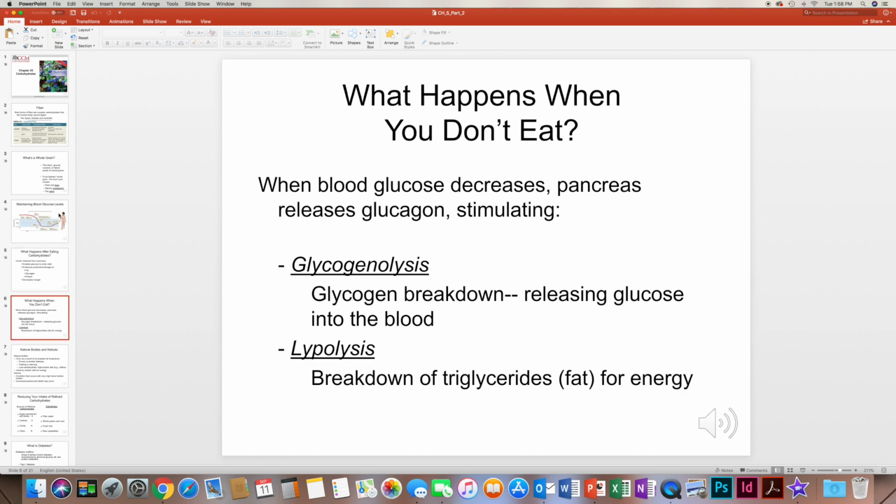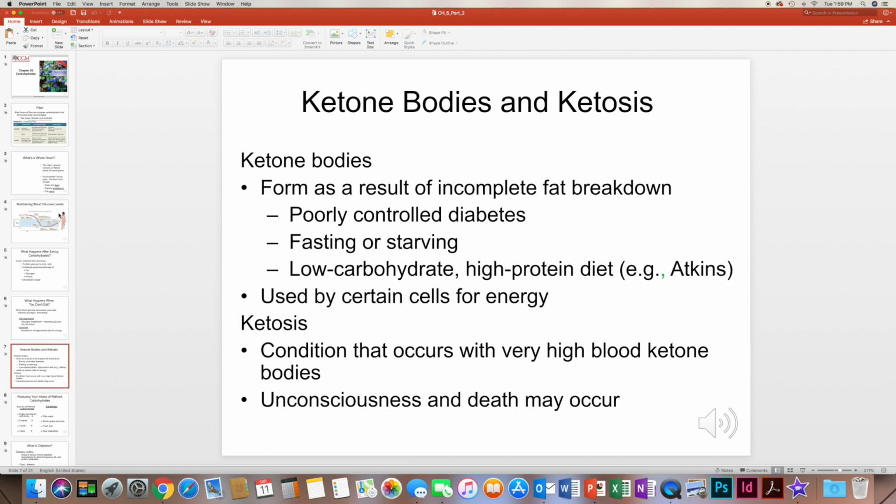So if you don't eat, then your blood glucose will drop, and the pancreas will then release glucagon, as we said earlier, and that helps with glycogenolysis, which is breaking down the glycogen stored in the liver and muscles, and also stimulates lipolysis, or breaking down of fat for energy. So we store these macronutrients in the body, and then we can break them down when we need them for energy.